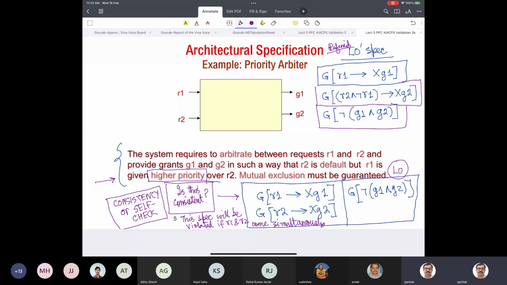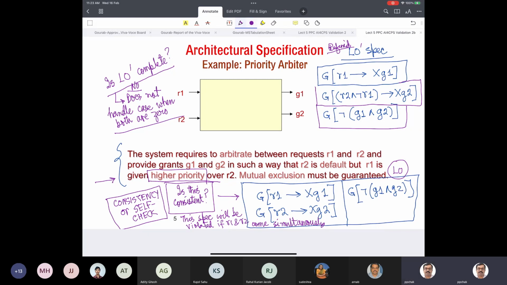But my question is, is L0 dashed complete? That is another part of the self-check. Is it complete? No, sir, because it doesn't handle the case where R1 is 0 and R2 is also 0. Right. It does not handle the case when both are 0. So completeness checking on the specification is also an important check.